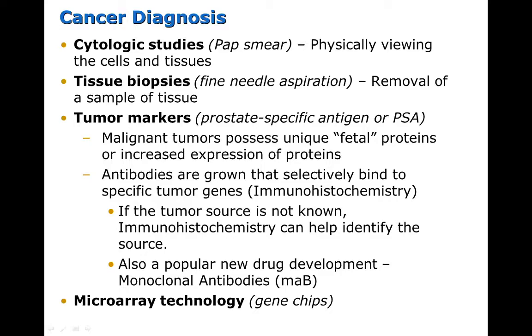Cancer is diagnosed by cytologic studies, tissue biopsies, or tumor markers. An example of a cytologic study is a pap smear. Cells are scraped from the cervix, they're plated on a slide, and a pathologist views the slide to see if they can find any abnormal cells.